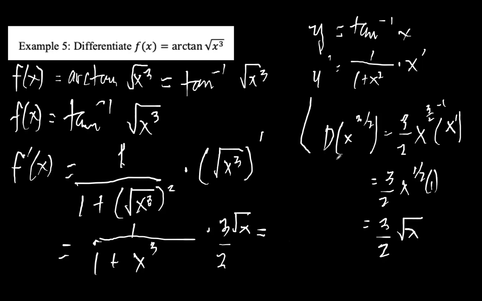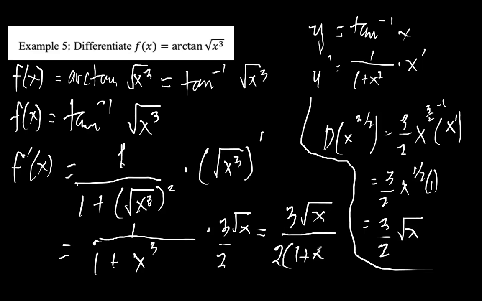So this is equal to what? 3 square root of x over 2 times 1 plus x cubed. There we go. So this is the derivative of the given function f of x equals arctan of the square root of x cubed. All right, I hope you got it correctly.